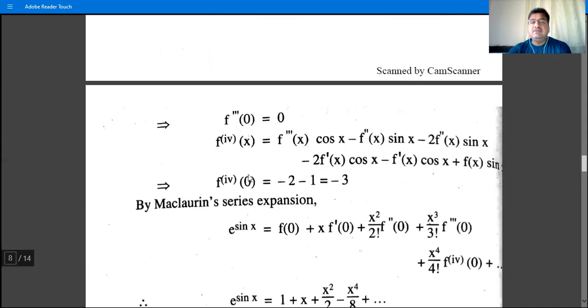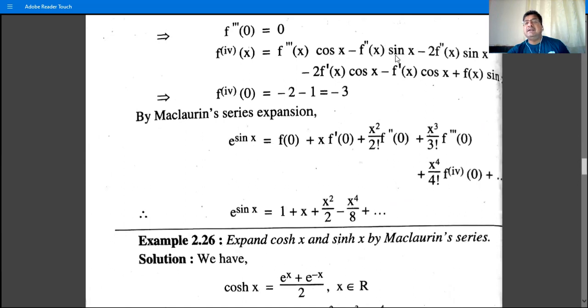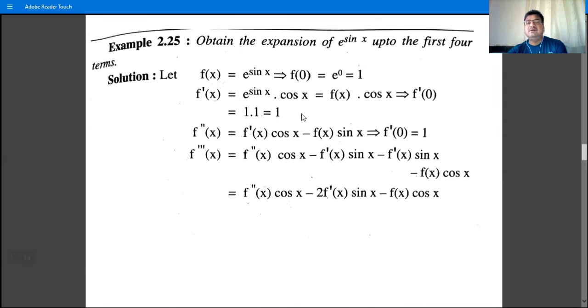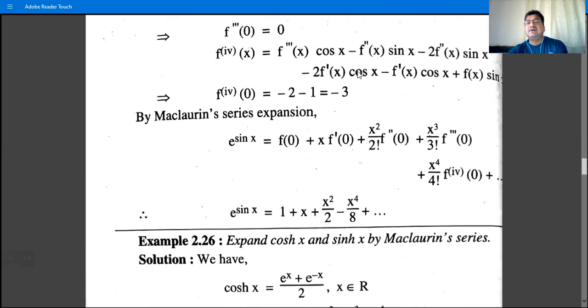Okay. Then the value at 0. So what is f triple dash 0? F triple dash 0 is 0, so this quantity is 0. F double dash sin 0 is 0, so this is 0. Then f double dash x is 0, sin 0 is 0, so this quantity is 0, and this is minus 2, f dash 0 is 1. So we have the value of this quantity as minus 2, and the value of this quantity is f dash 0 is 1, cos 0 is 1. So this is minus 1 and this is 0. So we have minus 3 as the value at 0.